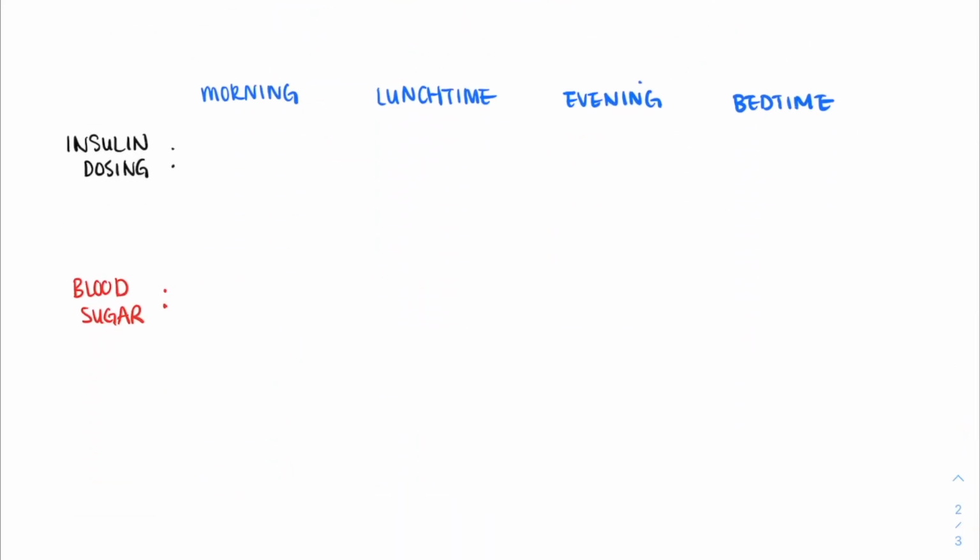Let's look at an example. Our patient has bolus insulin dosed at 5 units in the morning, lunchtime, and evening, as well as an evening basal dose of 15 units. Their blood sugars are read 4 times a day and show readings of 7, 8, 7, and 9 preprandially. These readings are all within our target of 5 to 10, and we're pretty happy with their insulin doses.